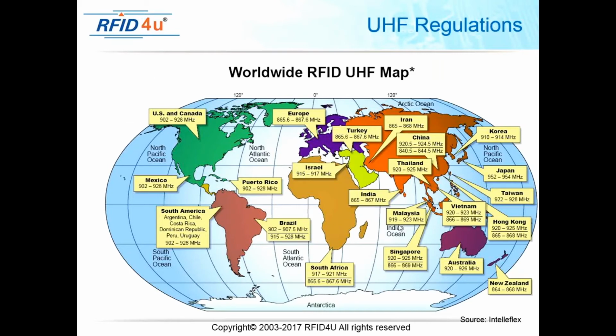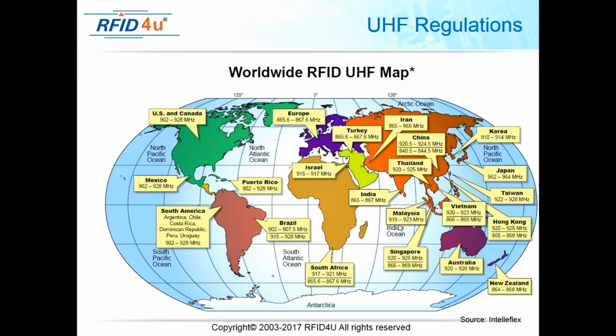We'd seen this slide before that shows that each area within the world chose its own frequency range within the 860 to 960 range. So that's why we have a range for UHF, ultra high frequency, ISO 18006C. And I know that sounds boring, but it's important for you to know that. ISO 18006C has a frequency range of 860 megahertz to 960 megahertz.